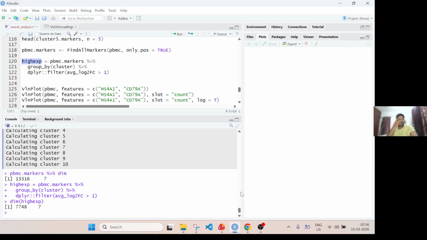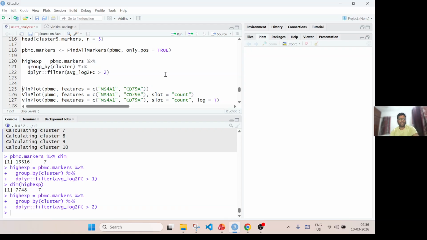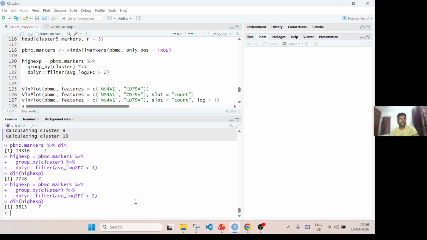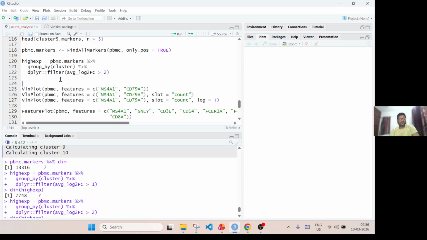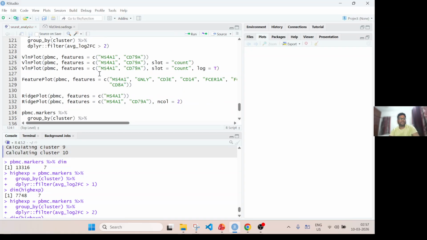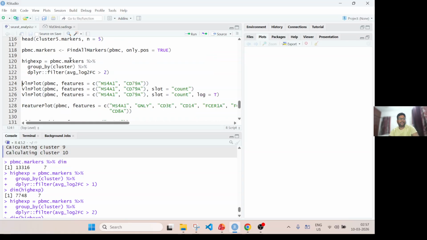That means 7000 genes are there with a very high difference. But if I go with, let's say, 2, we will get some other value. Let's see. Now 3000 genes are there, and this includes all the clusters. Okay, got it. So this is the way you can identify the important markers of each cluster.